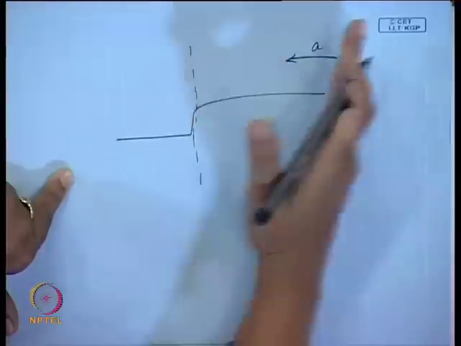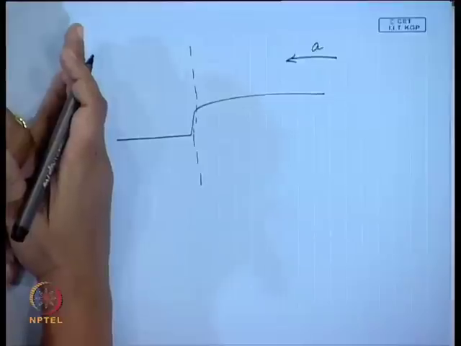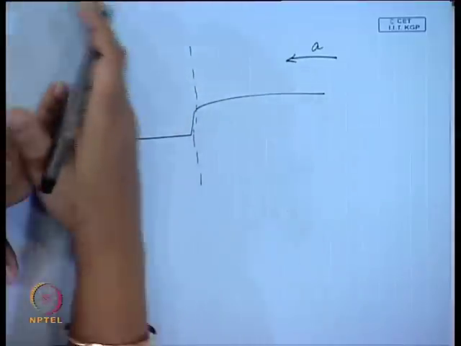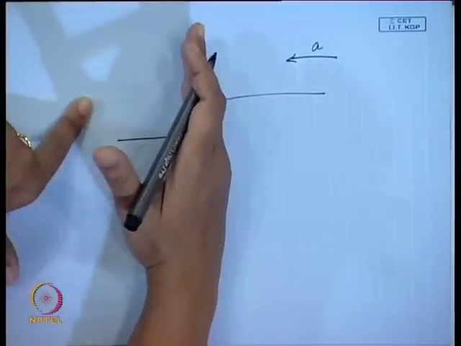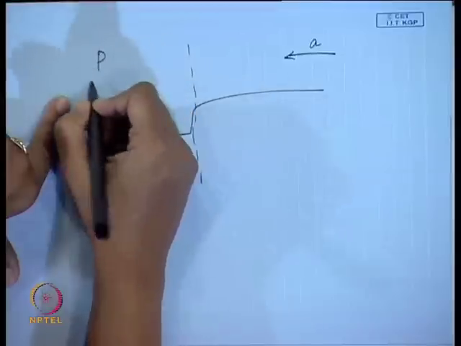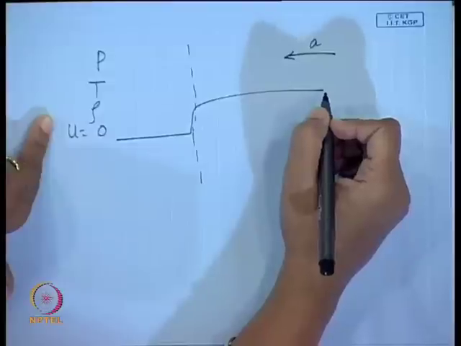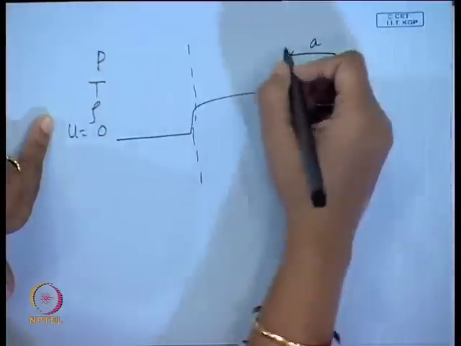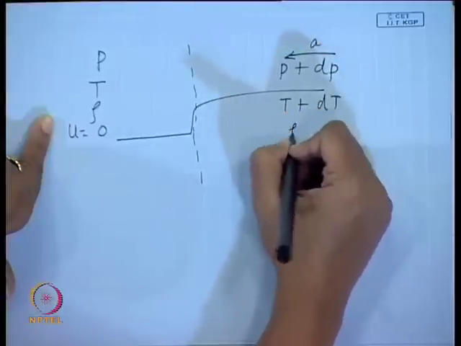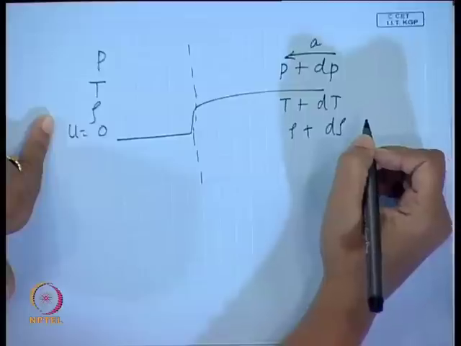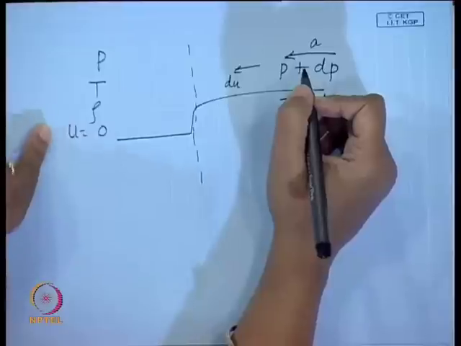Now, since the pressure pulse is traveling from this direction, it has not reached this portion. So, on the left hand side, the fluid is at rest, undisturbed, not affected by the pressure pulse till now. So, here the properties will be p, T, rho, and u will be equal to 0. And since it has already traveled from here, here it is going to be p plus dp, T plus dT, rho plus d rho. And since it is traveling, it imparts a very small velocity du to the fluid.